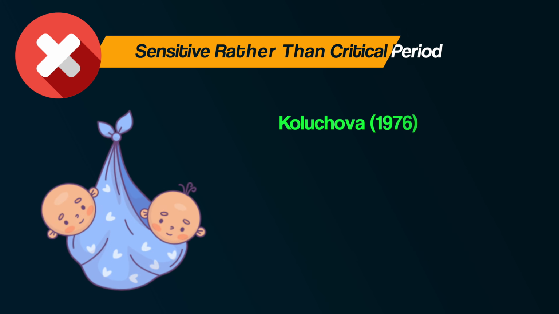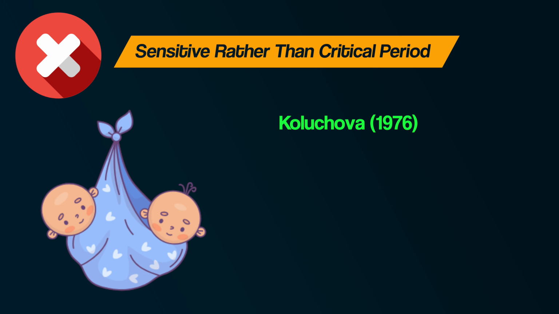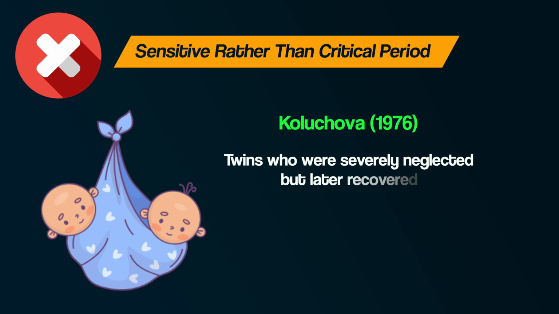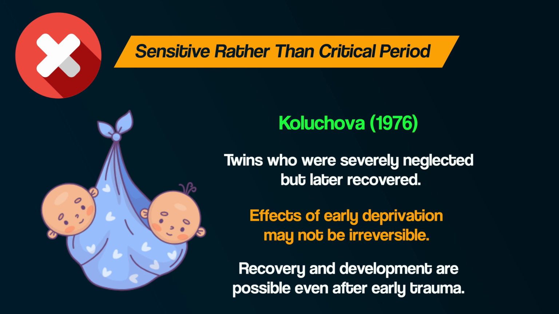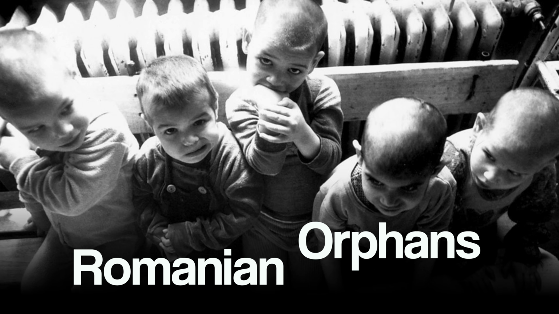And finally, some have suggested it's a sensitive rather than a critical period. The case of Andrea and Vanya, twins who were severely neglected but later recovered, suggests that the effects of early deprivation may not be irreversible as Bowlby proposed. This undermines his critical period concept, showing that recovery and development are possible even after early trauma.